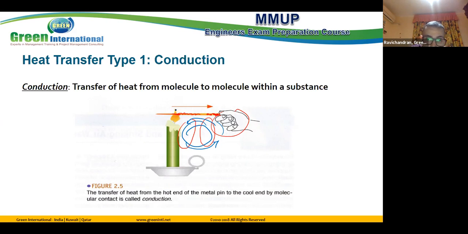Radiation also happens, because the flame is not in contact with your hand, but your hand can see the flame, with some percentage. So the radiation from this flame affects your hand, but it is still a small effect. So conduction is the main effect in this application. As you see, radiation happens and convection happens, but with a small effect.